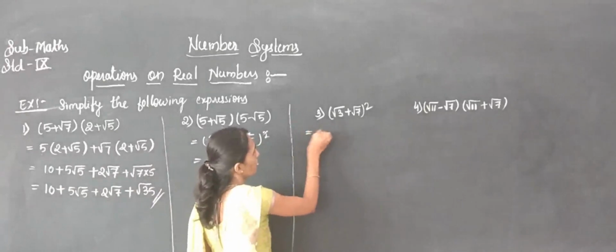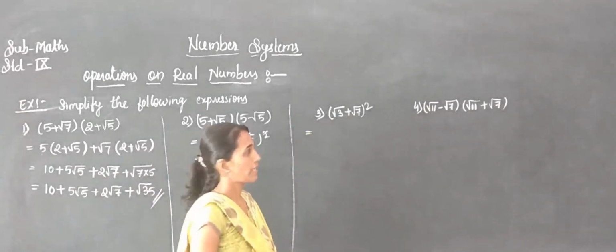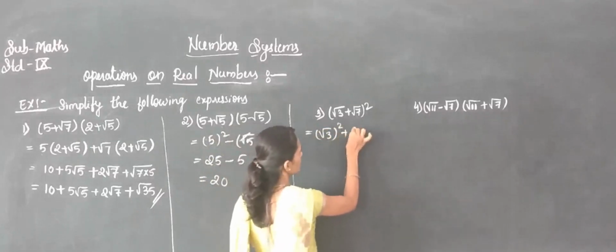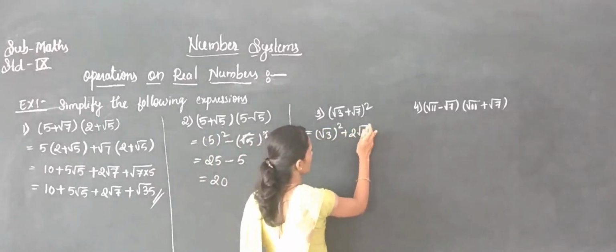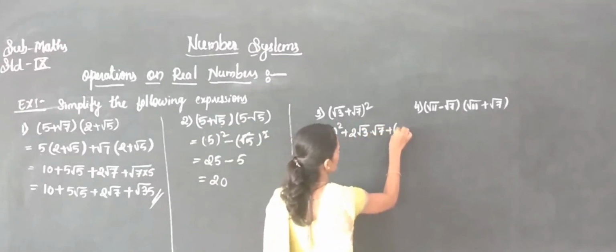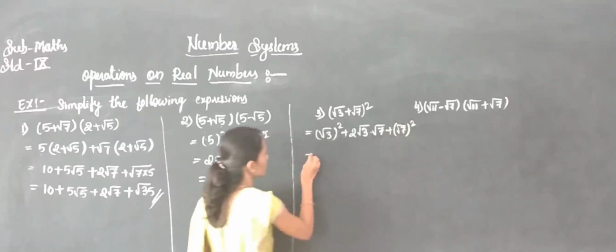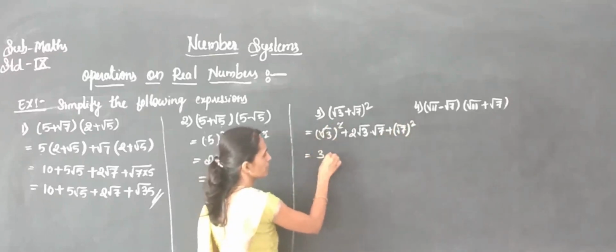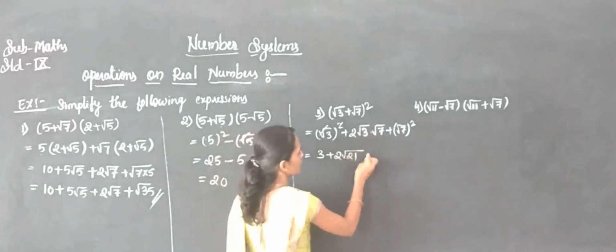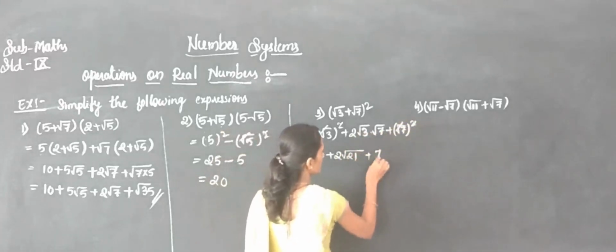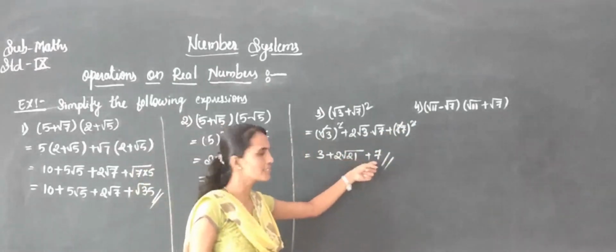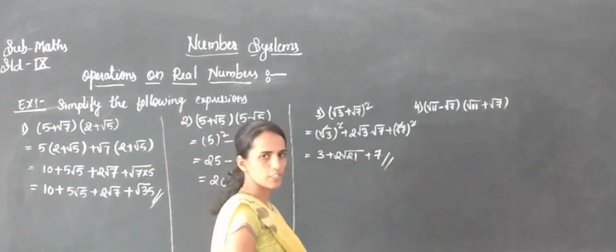So here root 3 plus root 7 the whole square, a plus b the whole square. So that will give us a square plus 2ab plus b square, means 7 square here. So then the square root cancels, 3 only, plus 2, 3 7s are 21. So plus, the square root gets canceled, 7 only. So the identity is there now: a plus 2 root ab plus b only. So that is the fourth identity.